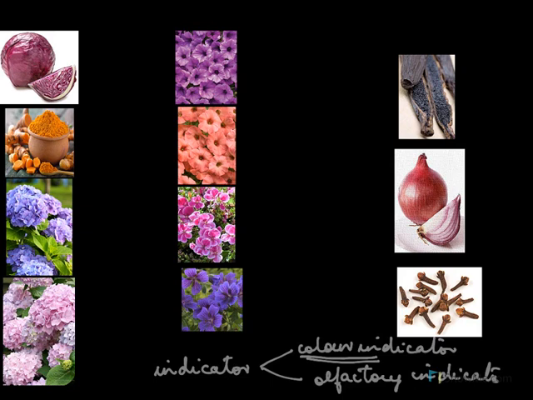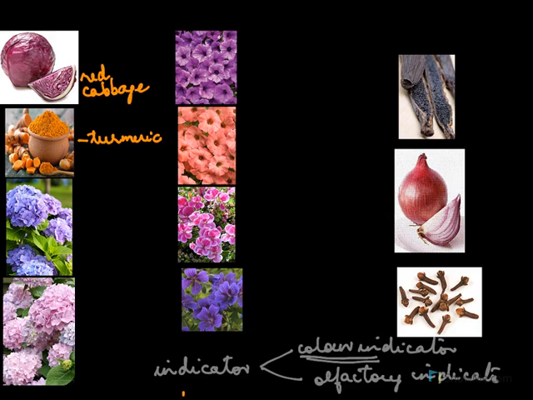The examples of color indicators are here. The first one is red cabbage, which we are already quite familiar with. Then turmeric, or what we call haldi, is also a color indicator. Then these flowers we have seen very often around, called hydrangea. There are two colors, pink and purple.